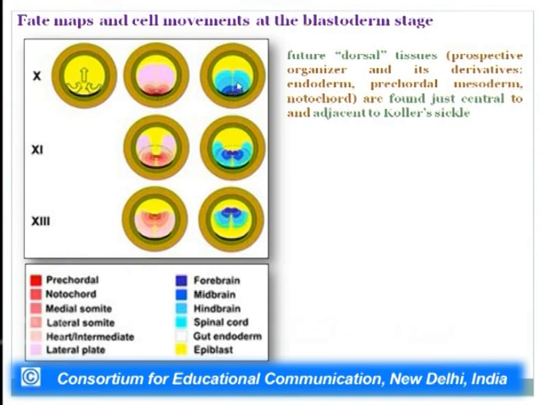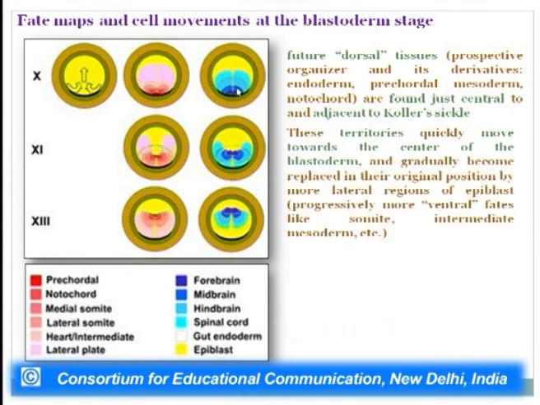Similarly, you can see that the forebrain, midbrain and hindbrain, the neural ectoderm region, is also present just here. These territories quickly move towards the center of the blastoderm, and they gradually become replaced in their original portion by more lateral regions of epiblast, the progressively more ventral fates like somite, intermediate mesoderm, etc. So, they will start moving towards the center and towards the anterior, and you can see that this particular region is then replaced mostly by the lateral plate, the more ventral portion. So, they get replaced by such areas.